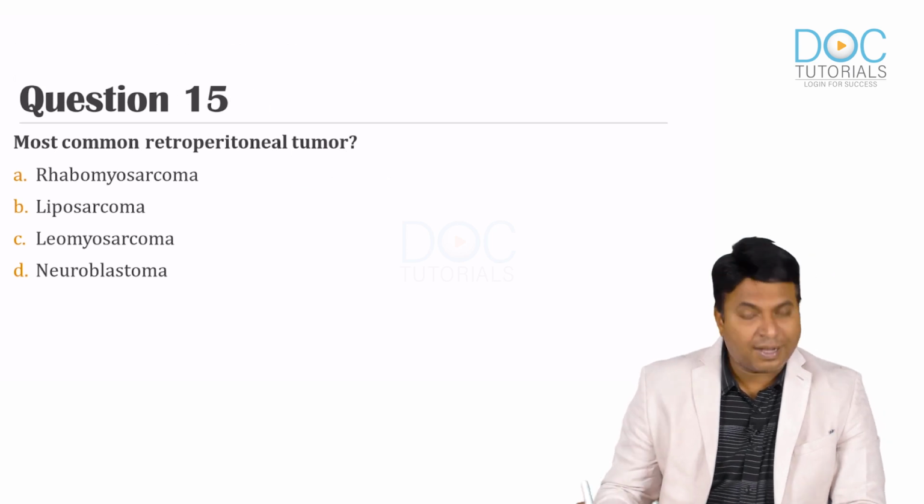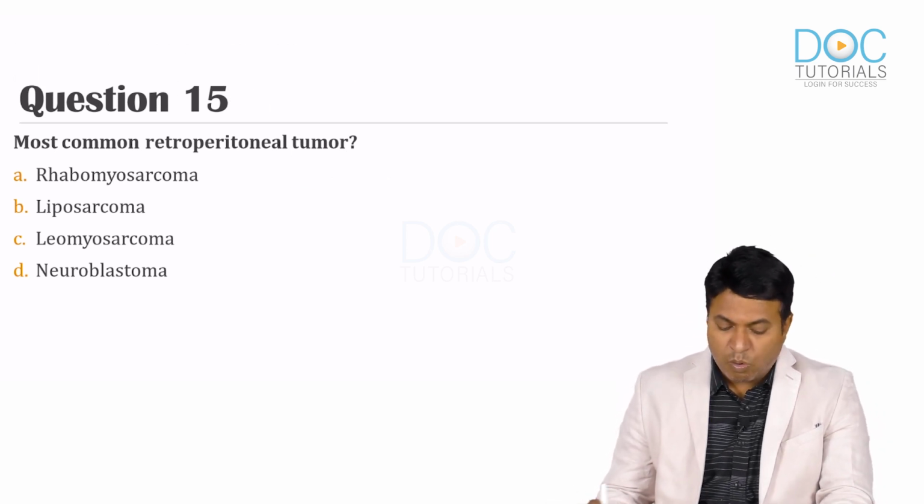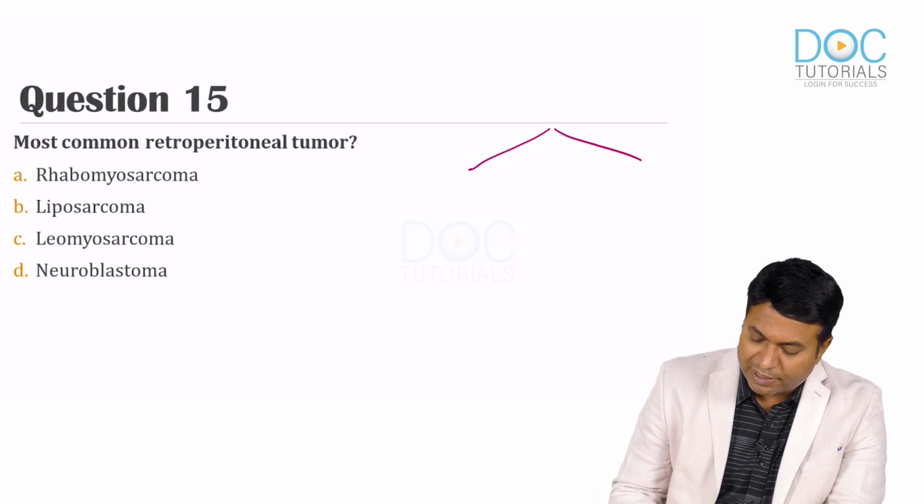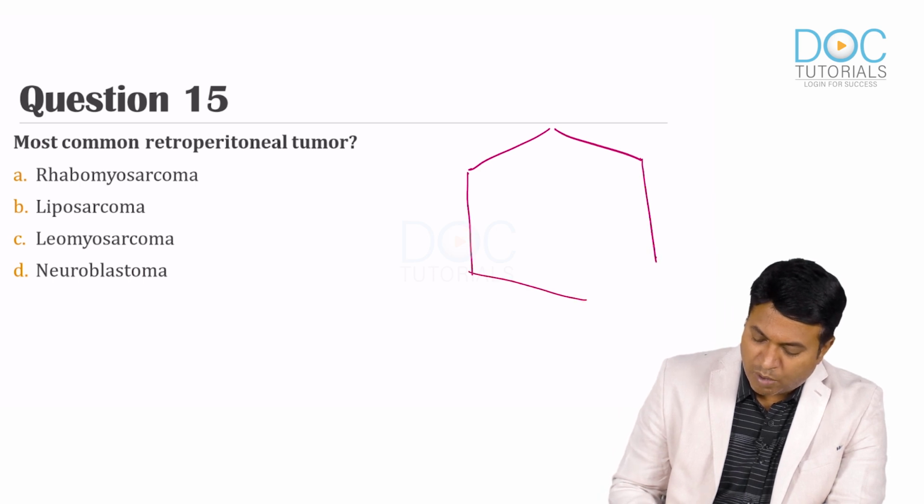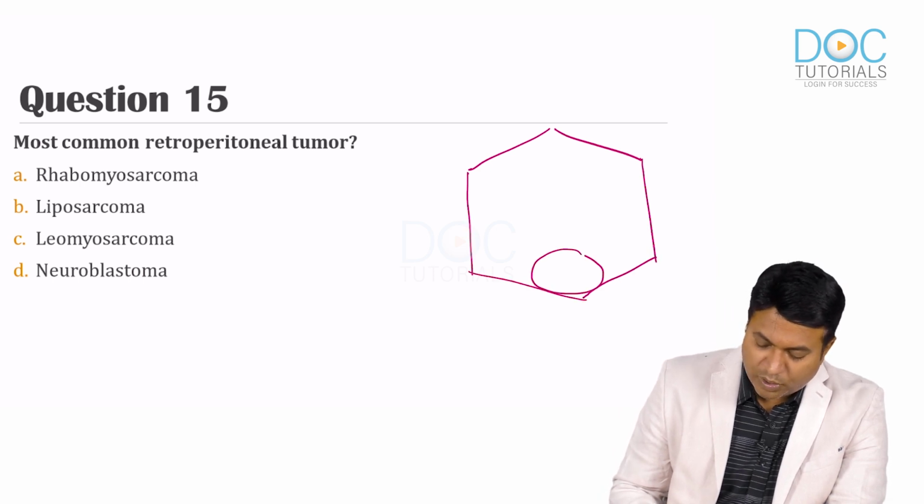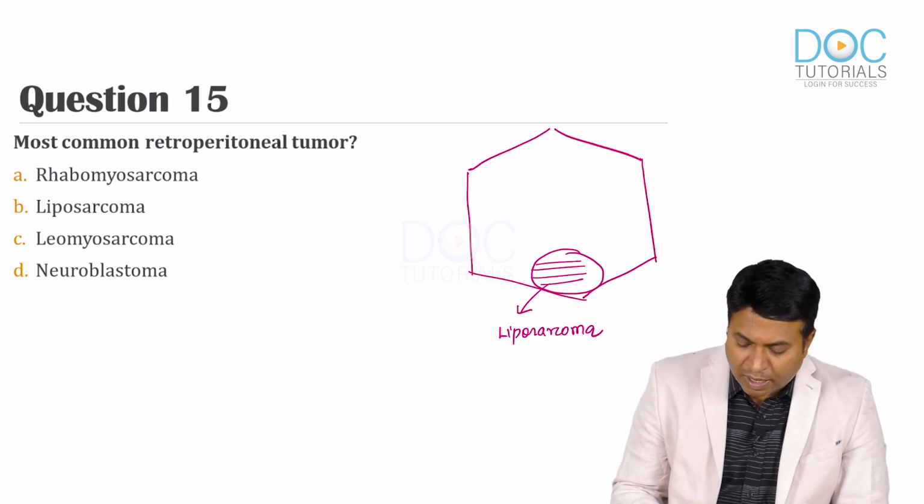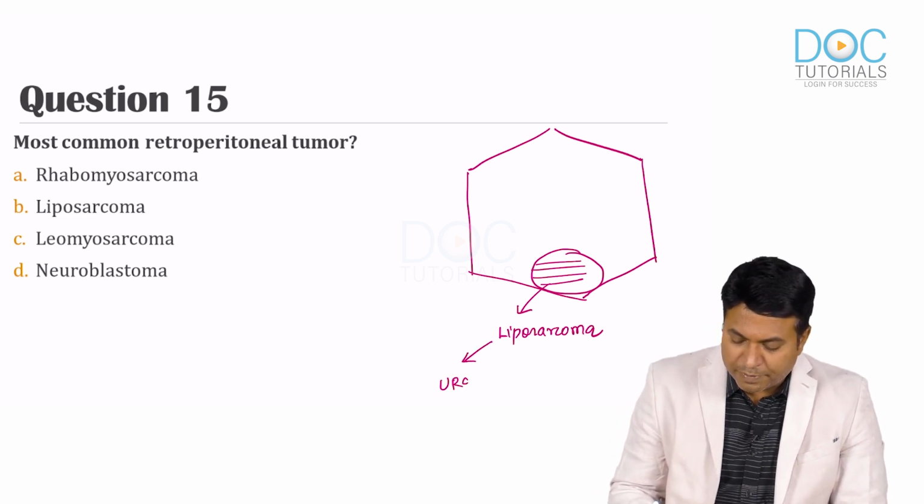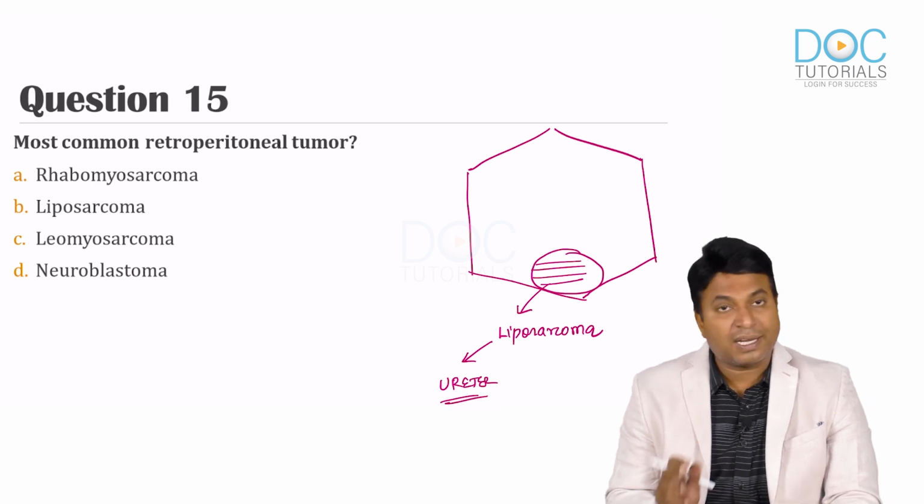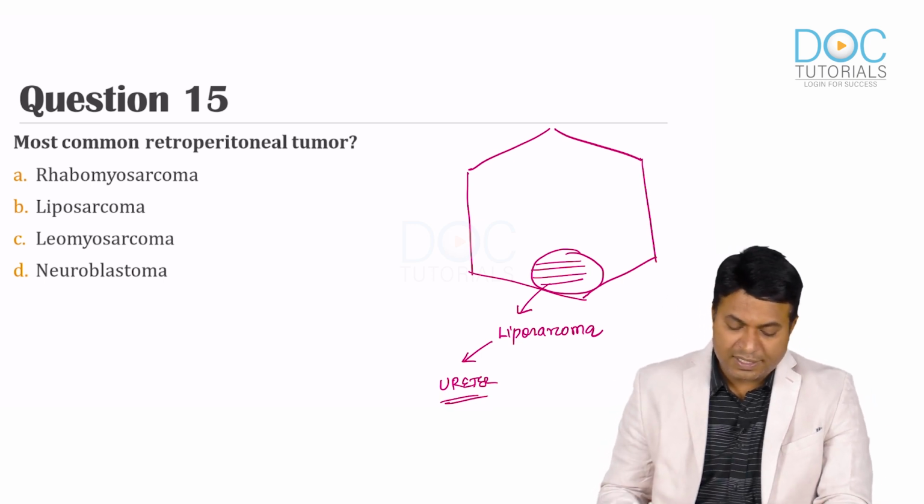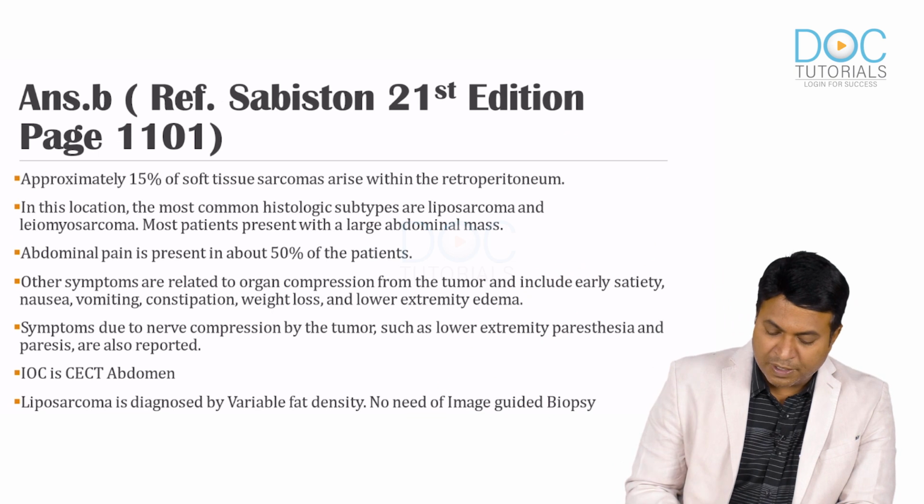The 15th question is a 100 times asked repeat question. What is the most common retroperitoneal tumor? The most common tumor seen in the retroperitoneal region is liposarcoma. So please don't forget it. The most common organ compressed is the ureter. Such huge tumors can compress the ureter. Please don't forget, this is a direct paragraph from Sebastian.